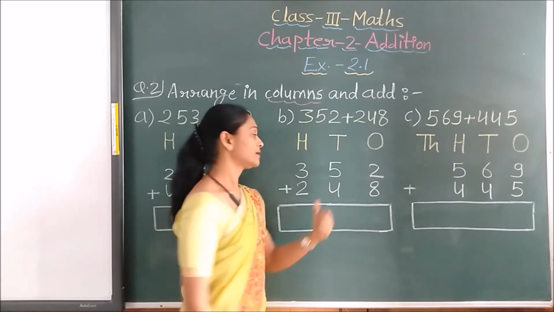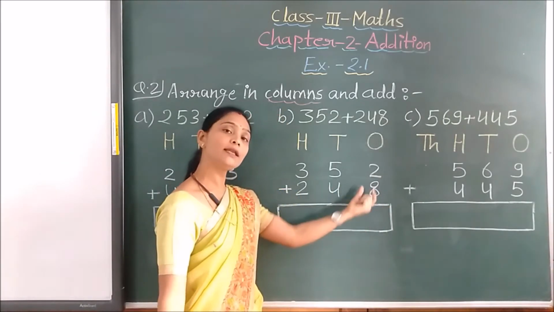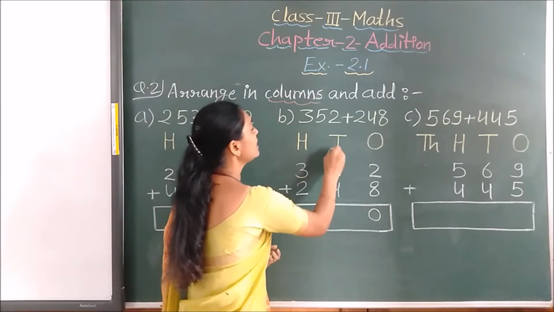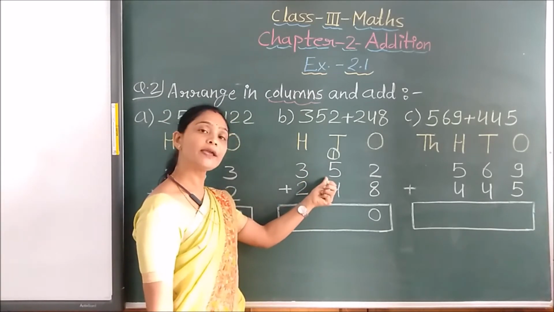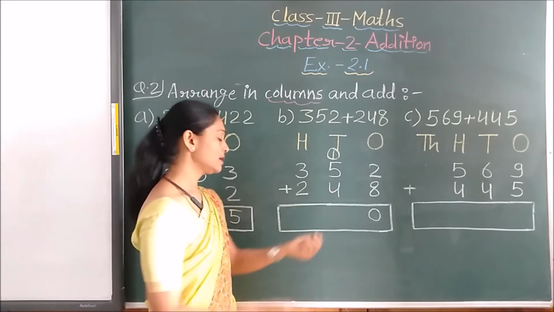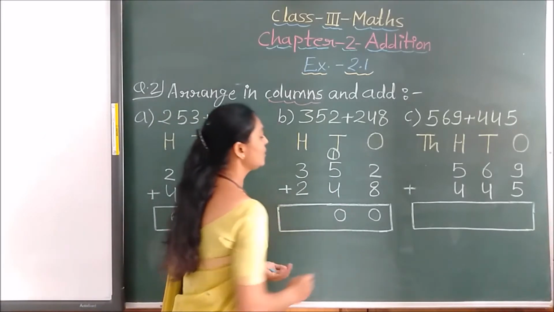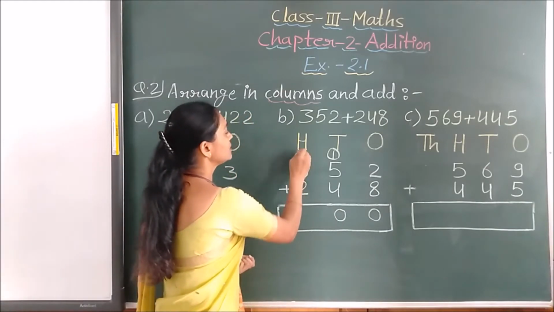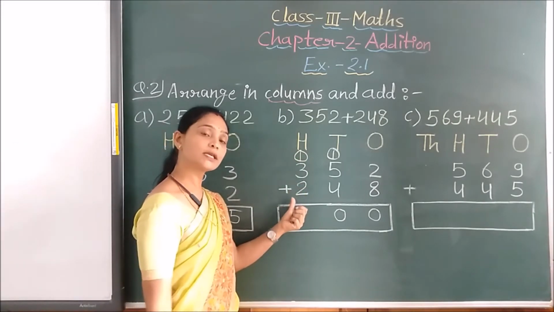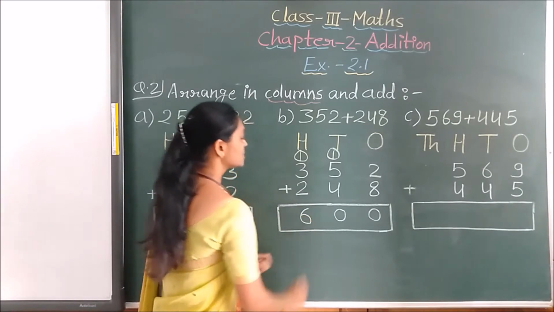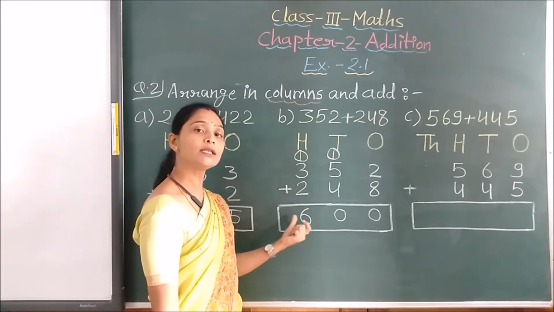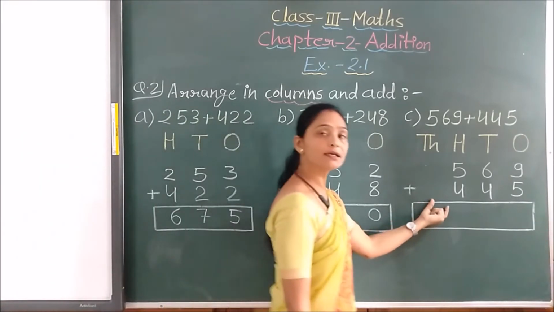Now we will see the next question. 2 plus 8, how much is it, children? 2 plus 8, 10. So we will write here 0, and 1 carryover we have to write up here. Now 1 plus 5, 6, and 6 plus 4, how much is it? 6 plus 4, 10. So we have to write here again 0, and this 1 carryover will go up here. Now 1 plus 3, 4, and 4 plus 2, 6. So we got here 6. So which number we got here, children? Just read this number. 600. Now we will see this third one.